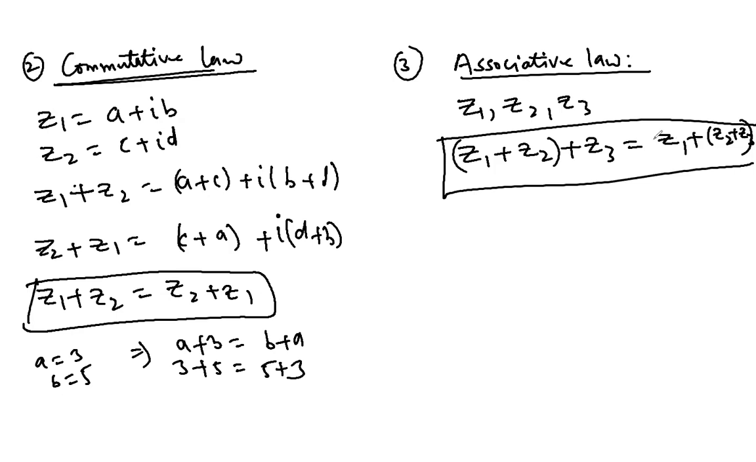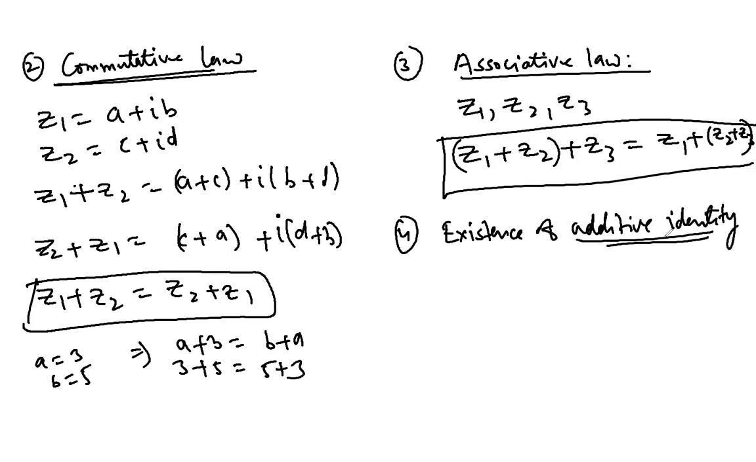Okay. Now the fourth one is the existence of the additive identity. Now you have the fourth law, which is existence of additive identity. It means you have one complex number, and you add another complex number to it, which doesn't change the original identity of this complex number Z1.